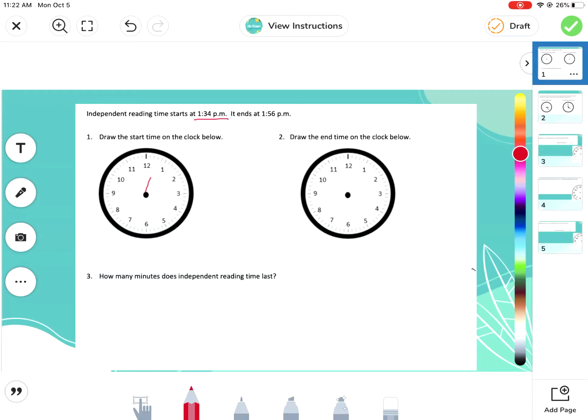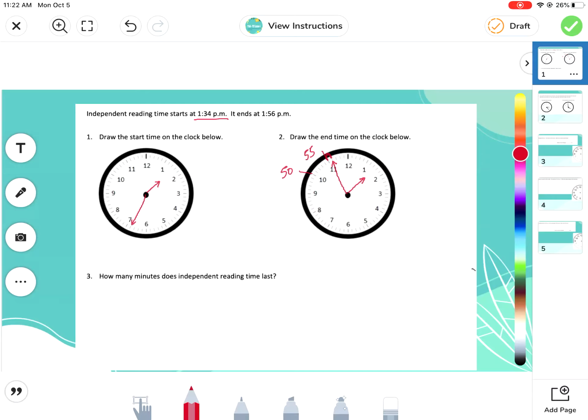This is really up to you, but you may start drawing with the shorthand or longhand. For me, this time I'm gonna start with shorthand. So here is my 1, and I need to find 34, and it's about somewhere here. And it ends at 1:56. So 1 and 56. Here is 1:56 because we know that this is 55. This is 50. So 1 after 55, which is 56 right there.